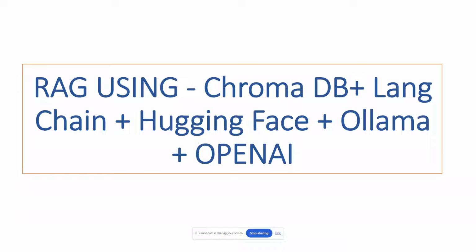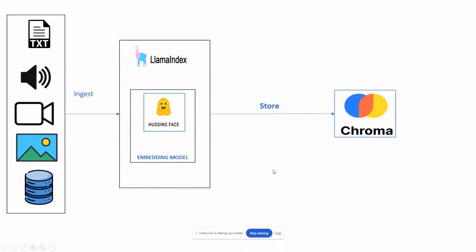In this video, I'm coming up with another amazing RAG implementation using open source models, open source components, and open source libraries. In the previous video, we saw how we can index our text and document data using Llama Index, and how we can store that data in Chroma DB using the Hugging Face and Llama Index Python APIs.